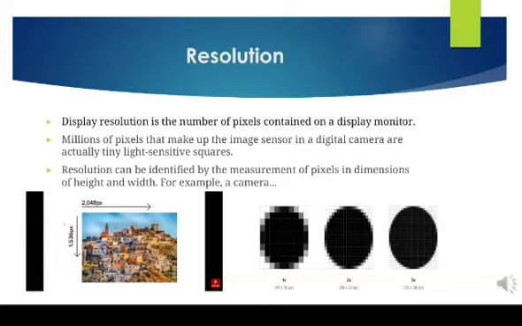In the circle image that is shown, you can see that the first is 10 by 10 pixels, the second is 20 by 20 pixels, and the third is 30 by 30 pixels. You can see that as the number of pixels increases, the quality of the image also increases.